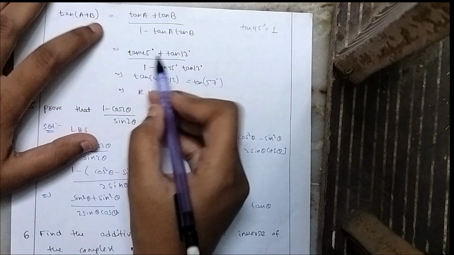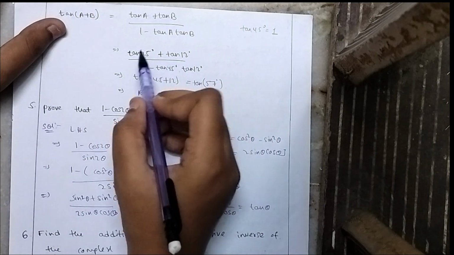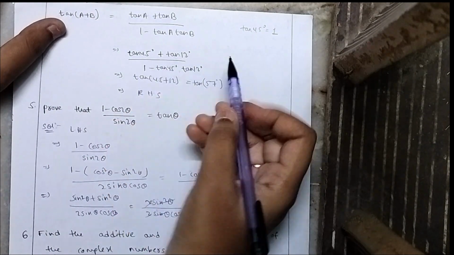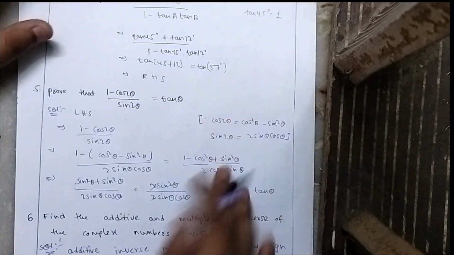So here, tan a plus tan b by 1 minus tan a tan b. It is in the form. So tan(a plus b) equals tan(45 plus 12), that equals tan 57. LHS equals RHS. Next one, fifth one.